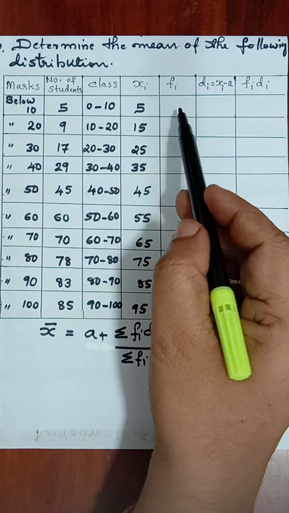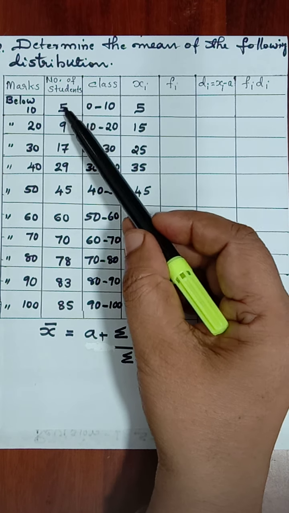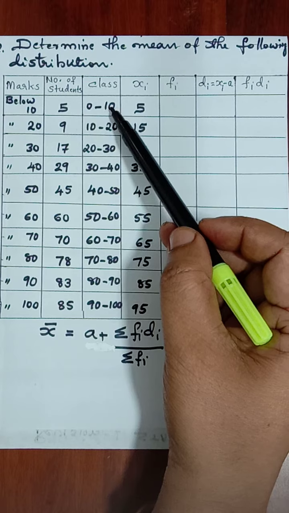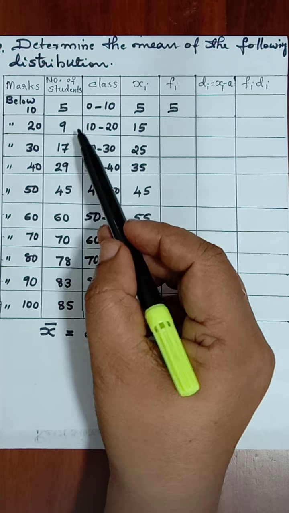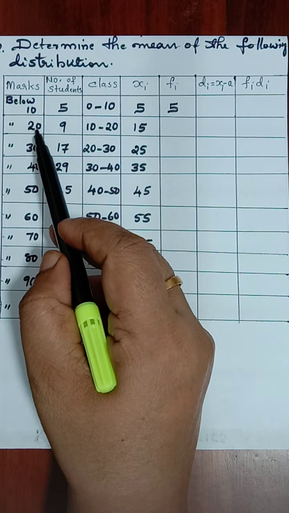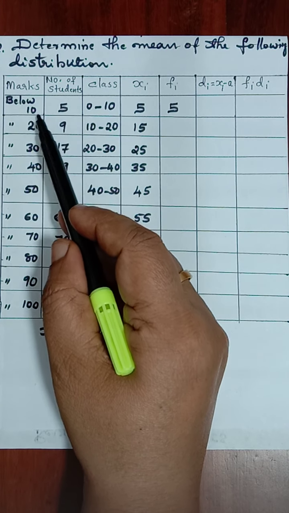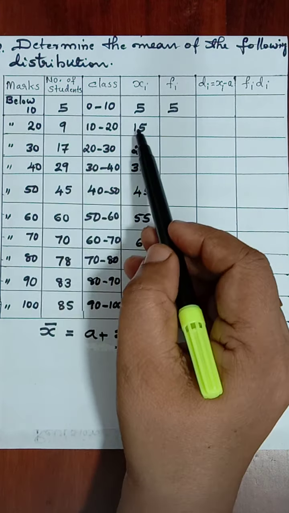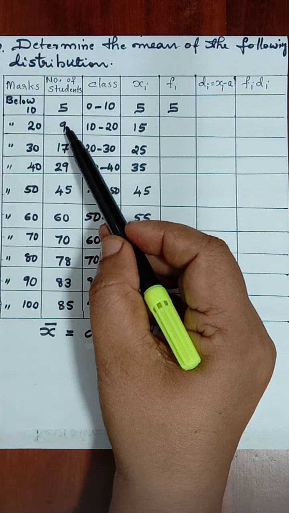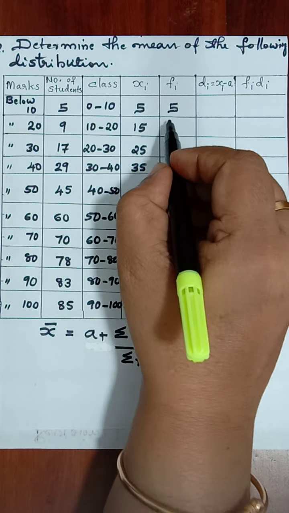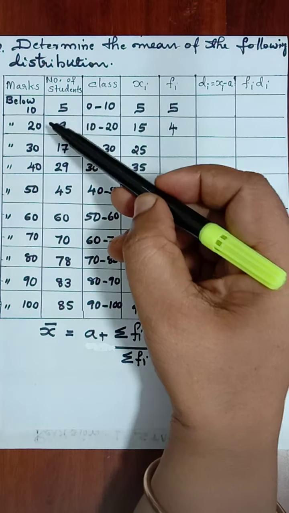Okay. Now the fi column. What is meant by the fi column? It is the frequency. How many students got 0 to 10 marks? 5 students got 0 to 10 marks. It's very clear. Now how many students got below 20? Below 20, 9 students. Among 9 students, 5 students got below 10. So for 10 to 20, how many of them got? We have to subtract 5 from 9. That is 9 minus 5, that is 4. When we add, it is cumulative. 5 plus 4 is 9.